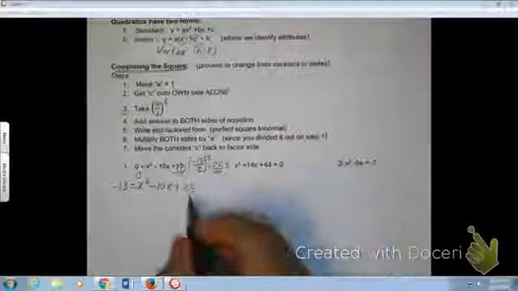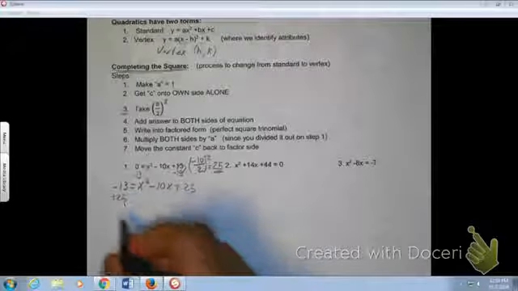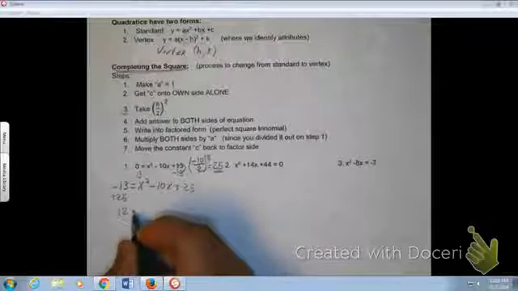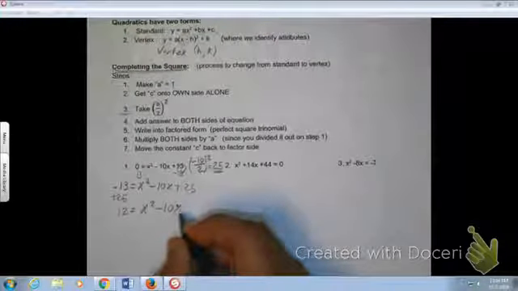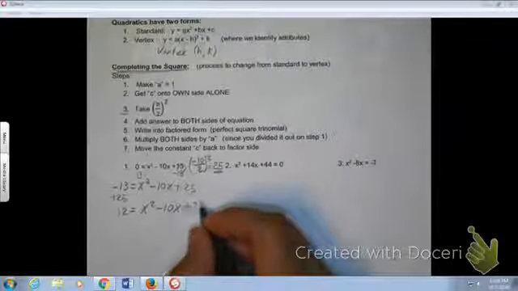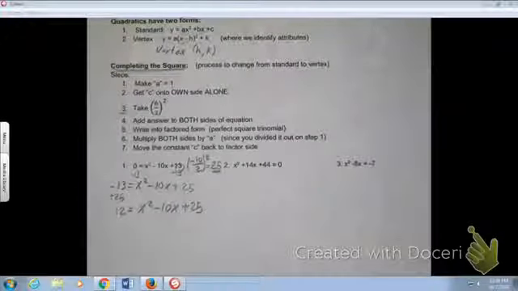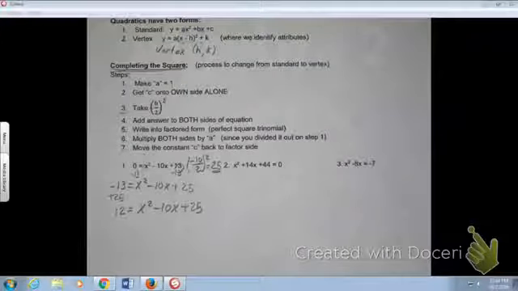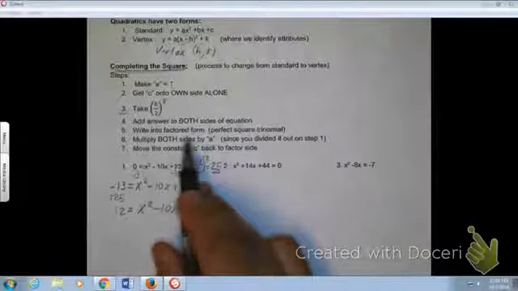So, after that, we also need to add it here. So, plus 25. What is negative 13 plus 25? 12 equals x squared minus 10x plus 25. Alright, now look at step number 5. So we're gonna make sure that that is in factor form.